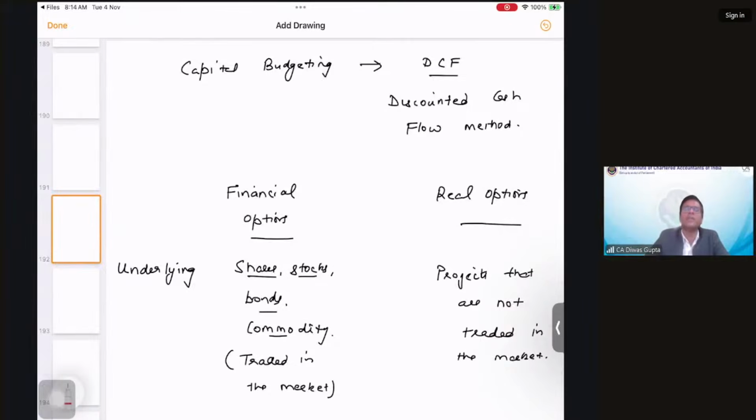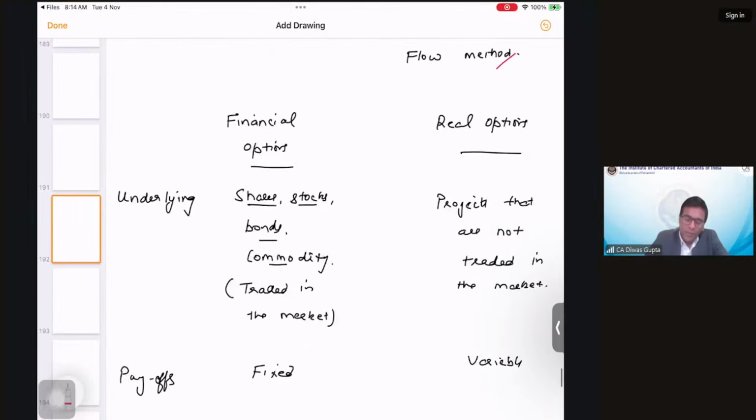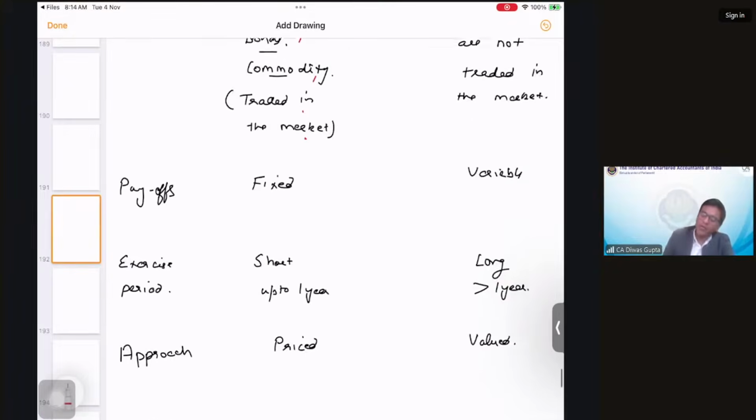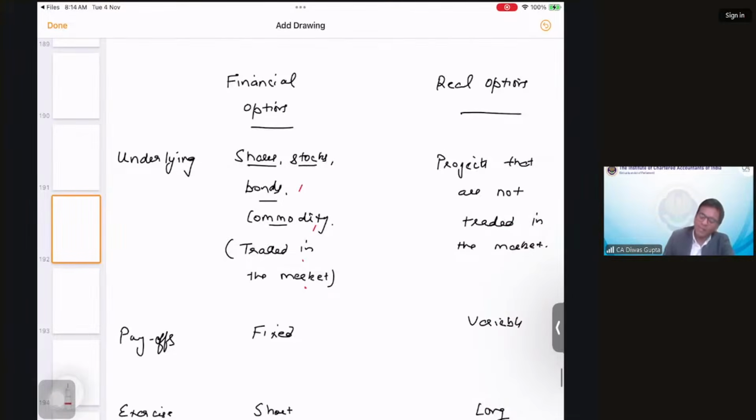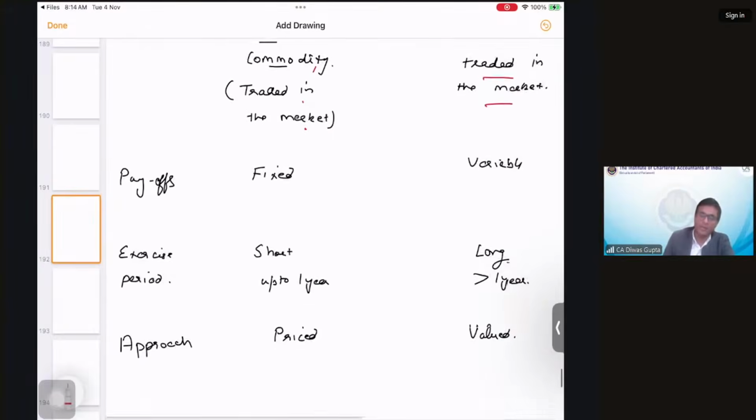Now, students, all of us know that the foundation of capital budgeting is the discounted cash flow method, right? DCF. Now, for financial options, we discussed that the underlyings are shares, stocks, bonds, commodities traded in the market. Real options are on projects that are not traded in the market. That means these are over the counter contracts.